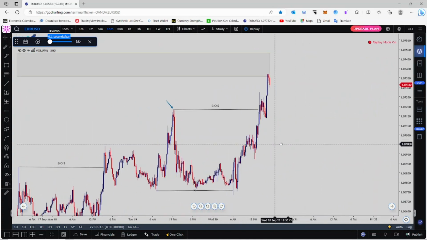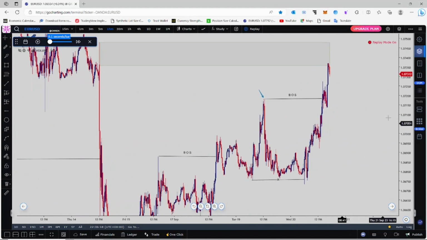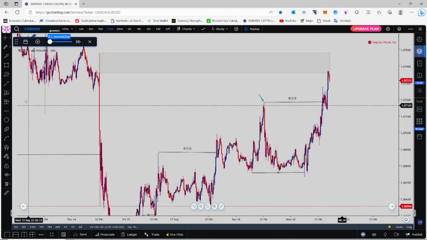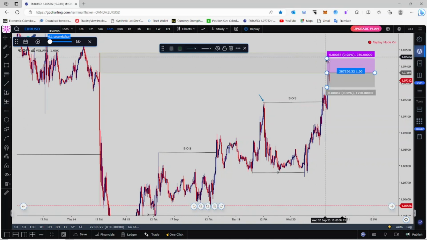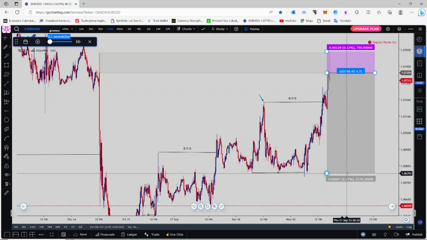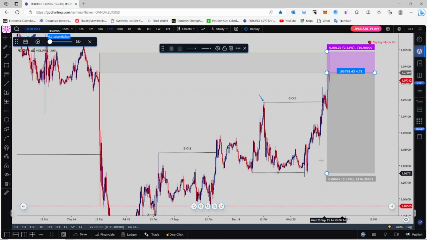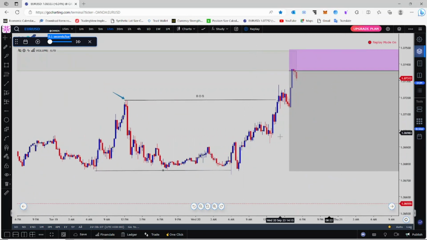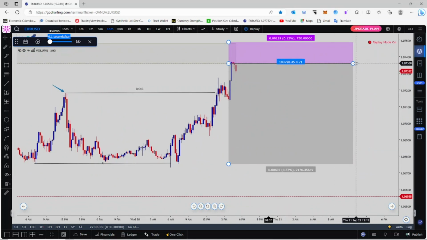As soon as price tapped in, I was already in the trade. So let's see how it went. Then the target is right over here. Was it really here? Yes. Yeah, that was it.